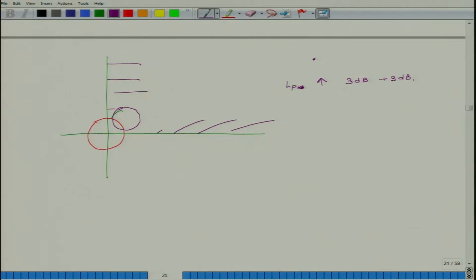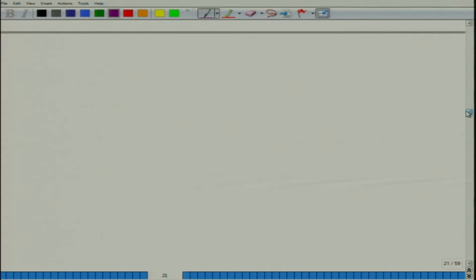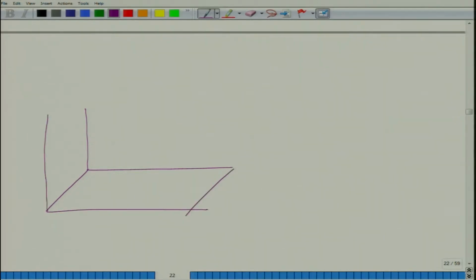So, this is when you have two reflecting surfaces and your object is close to the corner of the intersecting two planes. And finally, you could have even 3 reflecting surfaces. So, you can have this, this and this. And your object could be here. In this case, LP would go up by 3 decibels into 3 is equal to 9 decibels.